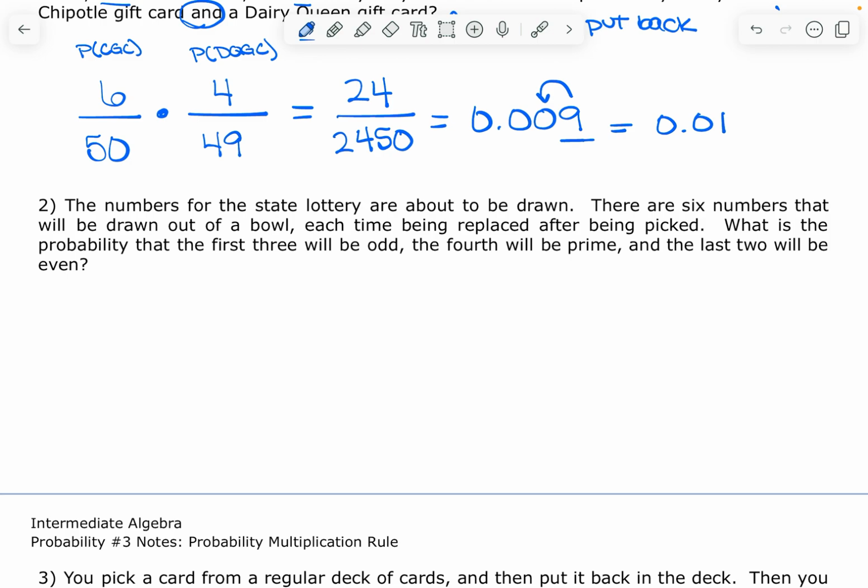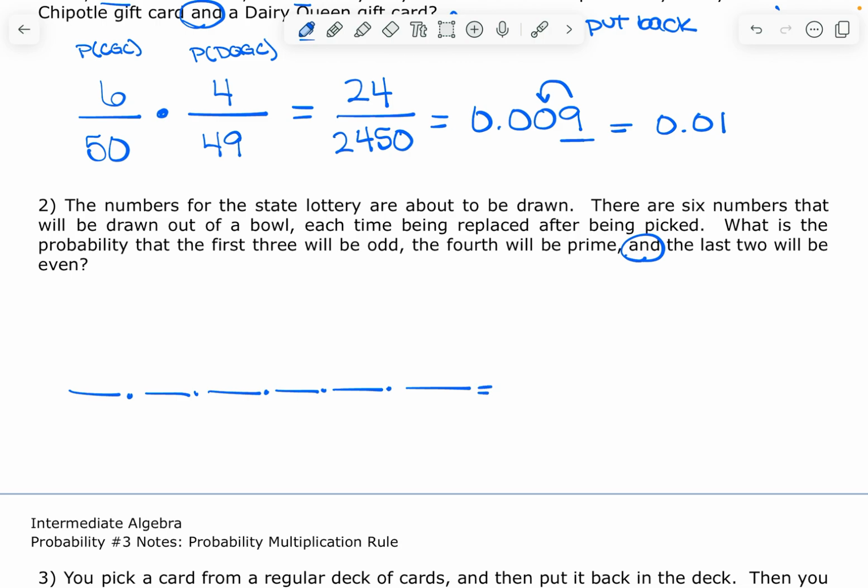So a bunch of different things here. But in the actual question, what is the probability the first three are odd, the fourth will be prime, and the last two will be even? Okay, so "and" tells me I'm going to multiply. So now I need to figure out how many times I'm reaching into this bowl. Well, it tells me there's 6 numbers that need to be drawn out. So I go 1, 2, 3, 4, 5, 6, and I'm multiplying all of these together.